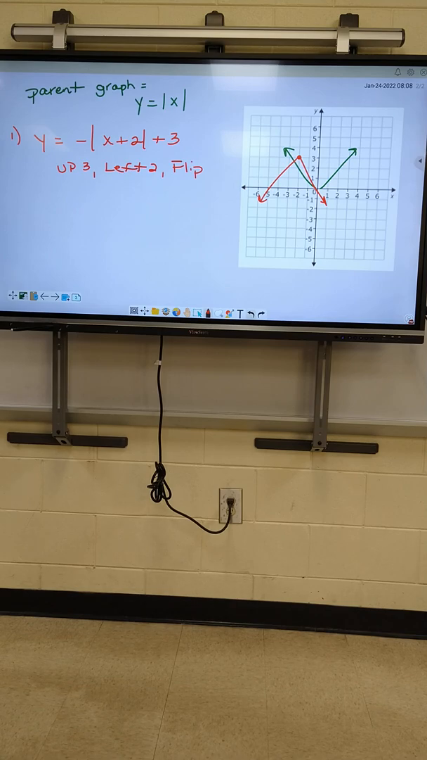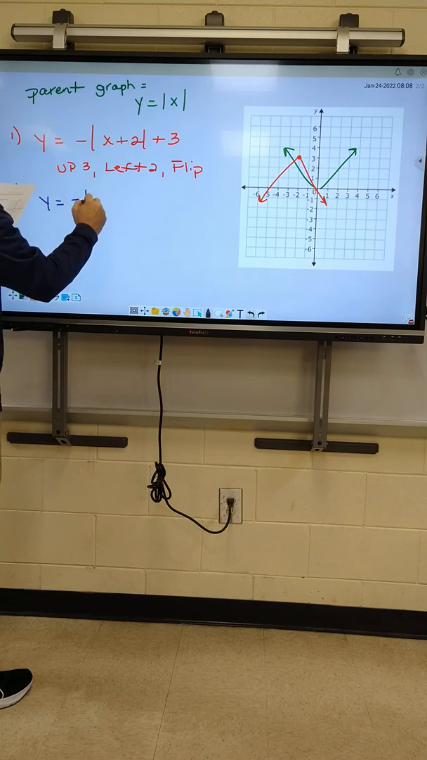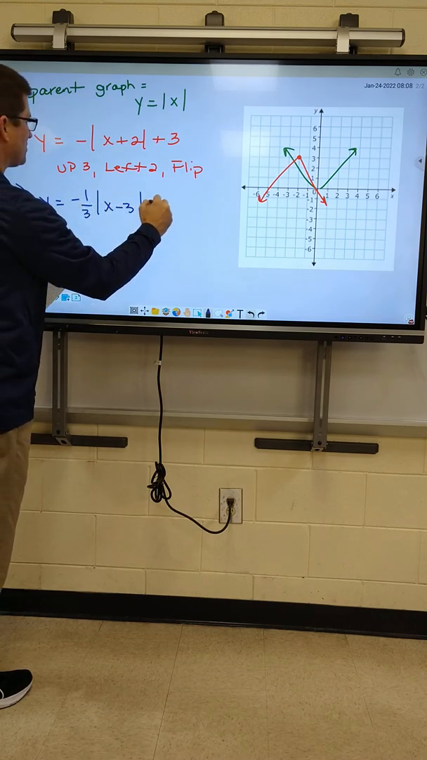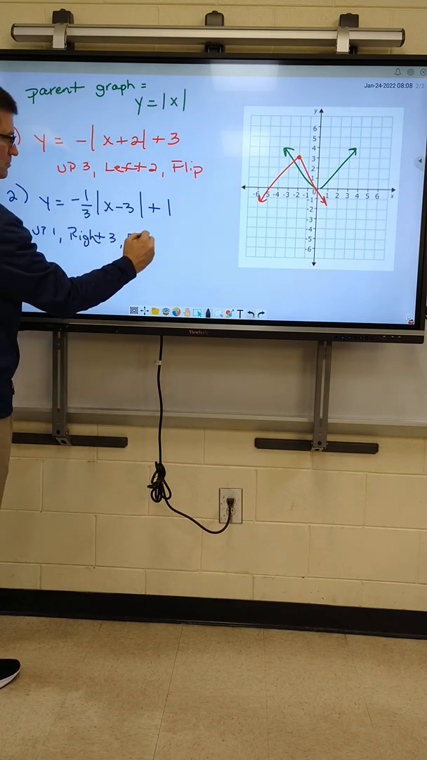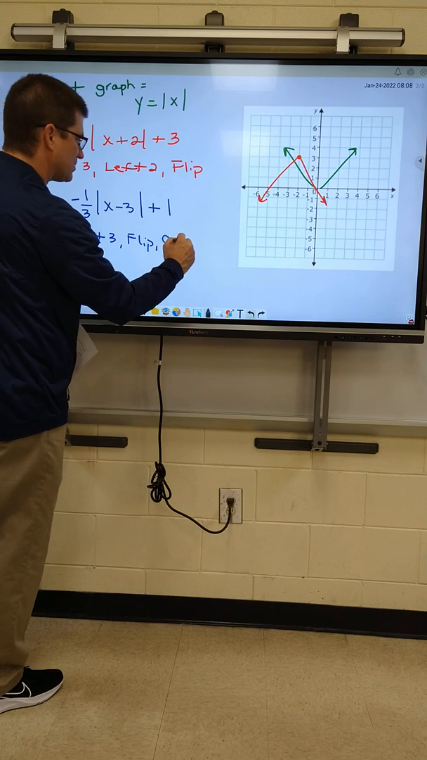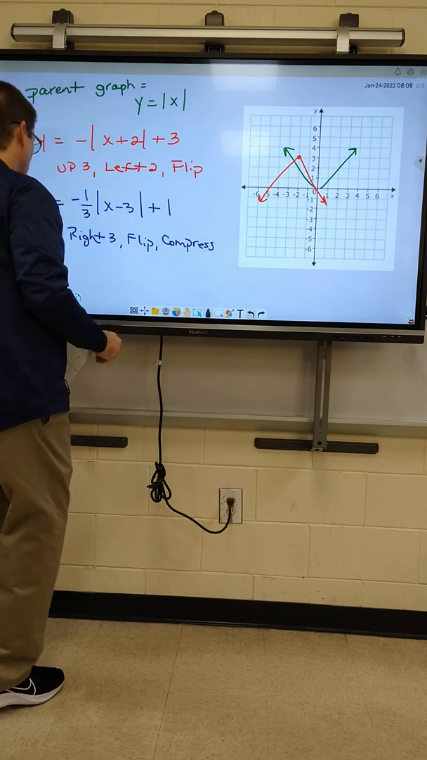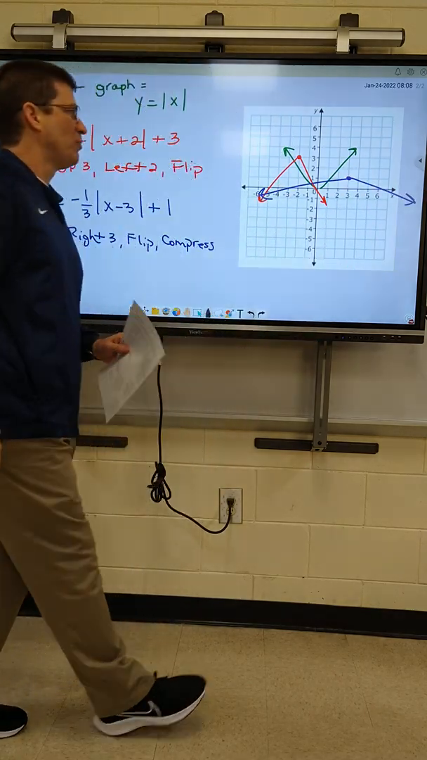All right, let's see what y'all got on number 2. I got y equals negative 1/3 |x minus 3| plus 1. All right, y'all should have up 1, right 3. Now, this one's got a fraction and it's got a minus sign. Remember, the minus sign is a flip. What does the fraction do to it? It compresses it, which makes it fat. You can put wide, fat. I'm going to write compress. So up 1, right 3. I got to flip it and compress it.